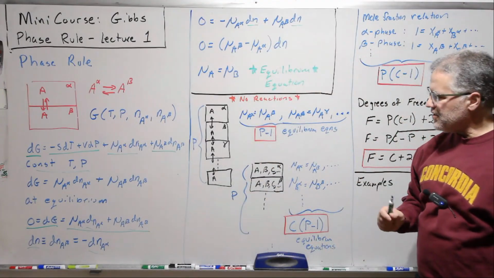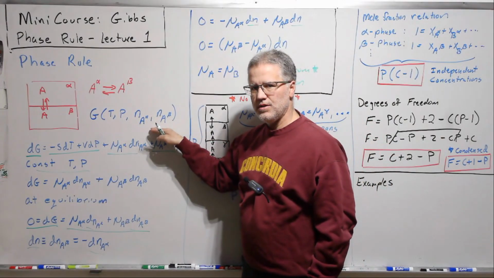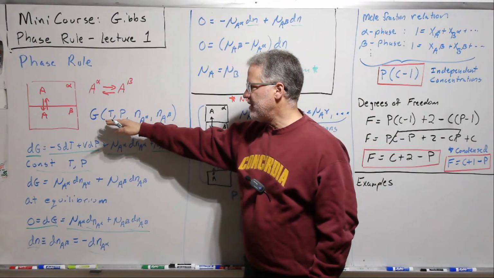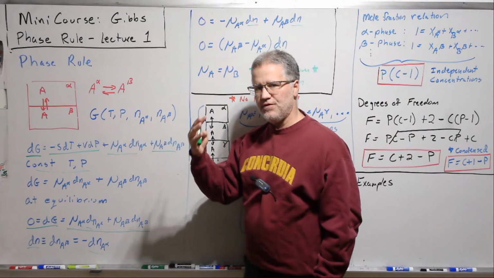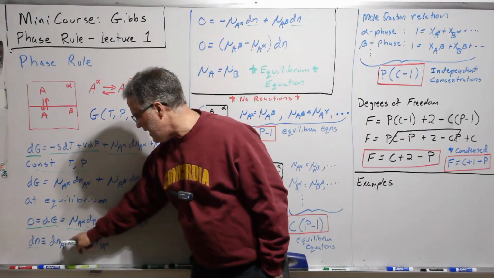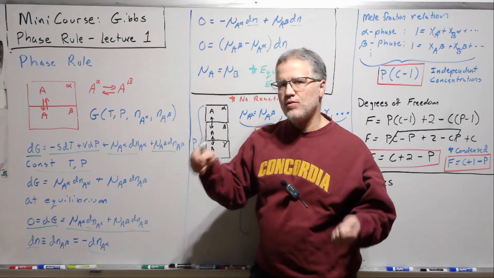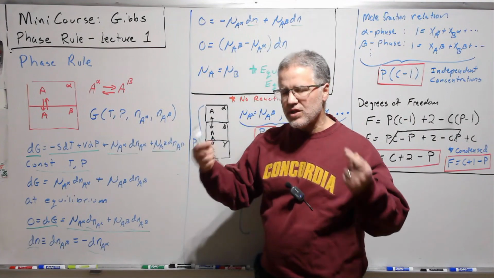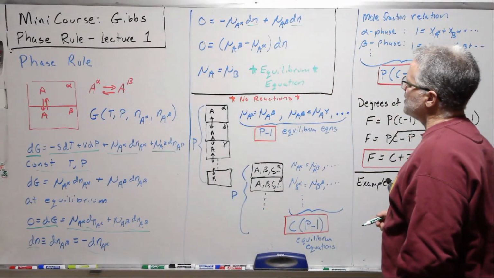So notice what's happened here. In general, we've had 2 additional variables. So the Gibbs free energy is a function of temperature, pressure, and these 2. That's 4. But the condition of equilibrium has linked these 2. We can't change one without the other. And that's a critical underlying idea in the Gibbs phase rule.